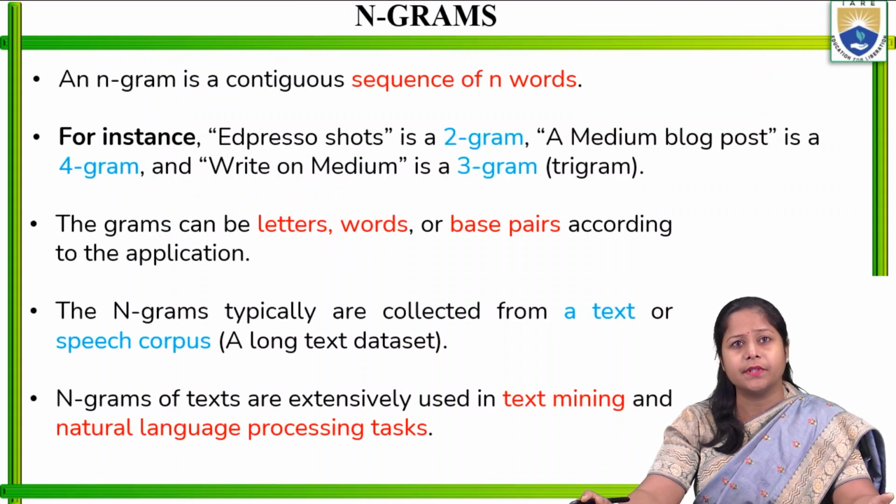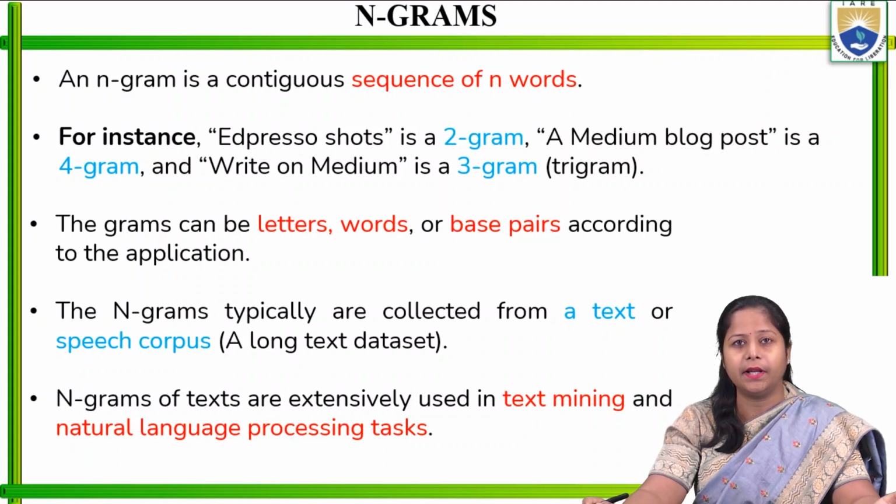What are n-grams? An n-gram is a contiguous sequence of n words. If we have a document or a paragraph, then by applying n-grams we make tokens by combining one word, two words, or more than one word, n words. That is why it is called an n-gram.